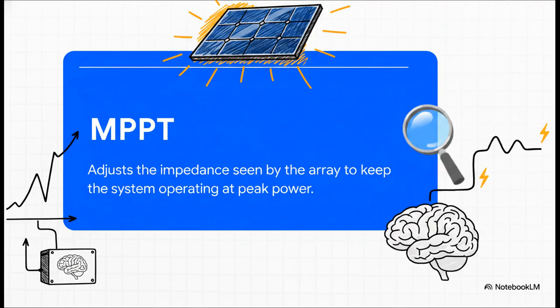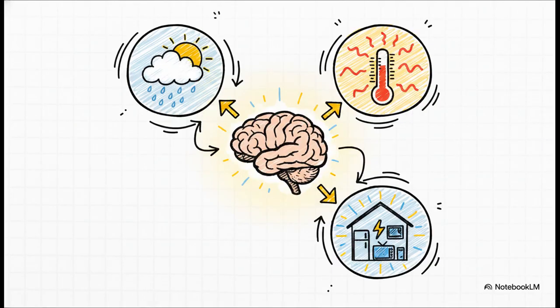It's making tiny adjustments in fractions of a second to ensure the solar panels are always operating at the exact voltage and current combination that yields the absolute peak power output. And it seriously has to be intelligent. MPPT must dynamically adapt to shifting variables all day long.